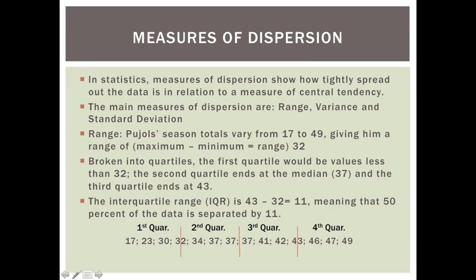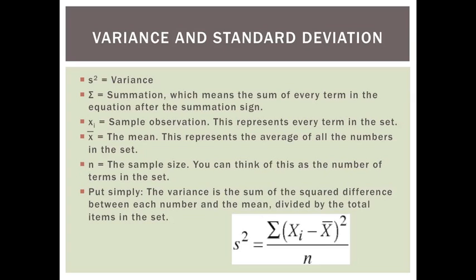So how do you find the different quartiles? Once again, we've already found our median, which is 37 right there. And then you find the median of the lower half, which here is 32, and you find the median of the upper half, which here is 43. So that's how you separate your quartiles. And you can see how half of the data is separated by 11. So it's really all pretty close from there to there. So that is your range and looking at quartiles. Next we'll look at variance and standard deviation.